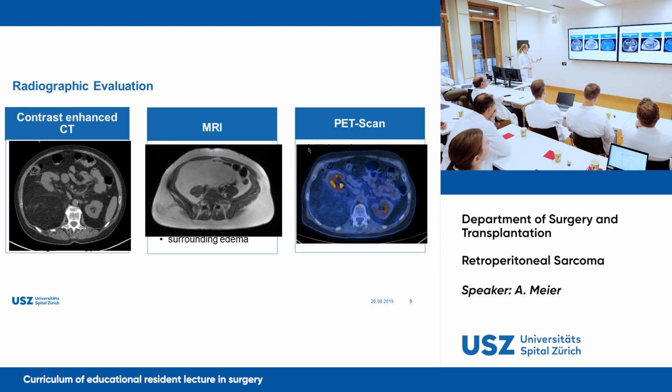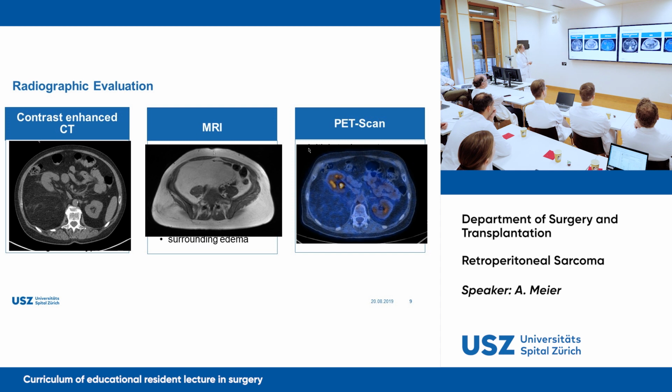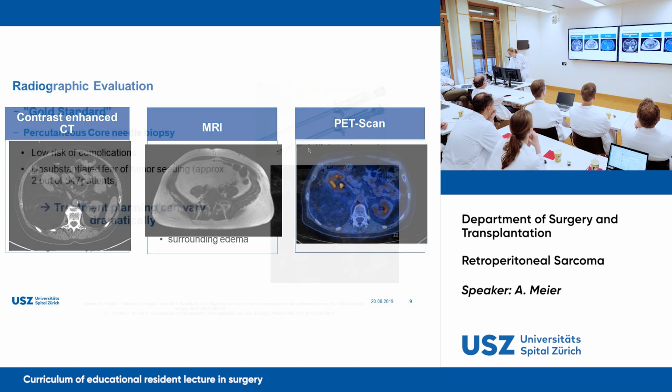So you can see here the different radiographic evaluation, like the PET scan. Over here, the PET scan, and you don't see that the mass has any PET positivity. The fat, the lipoma, is the same color as the fat all over. And there is the CT scan, you see the big mass.